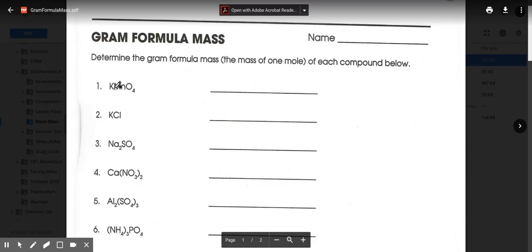Remember, ones are understood. So right here you have 1 potassium because there is no number written beside it. Potassium is understood to have 1 atom in that compound. For manganese, MnO4, there is 1 manganese. And if you look at oxygen, you have the subscript of 4, so you have 4 oxygens. So first, I'm just making sure you understand how to count the atoms.